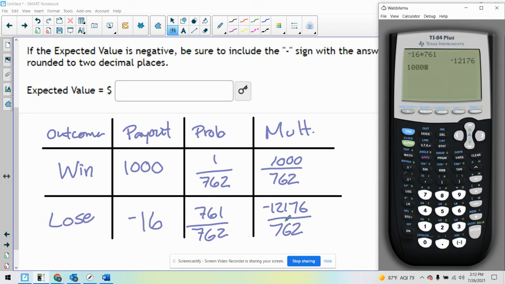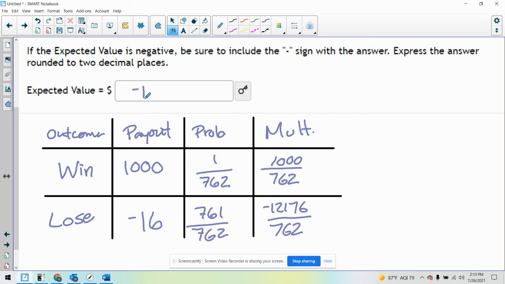1,000 divided by 762 plus negative 12,176 divided by 762. So we expect to lose $14.67 every time you play. Sometimes you'll win, but most times you'll lose. So on average, you'll lose a little more than $14 every single time.